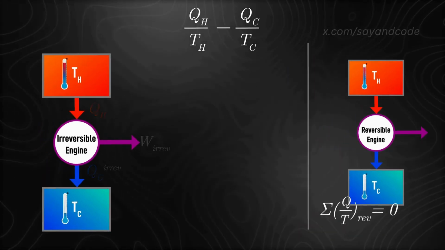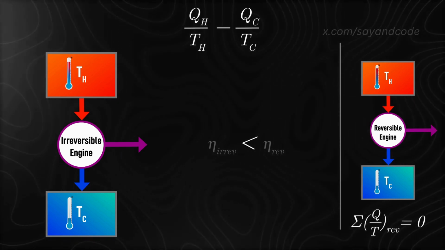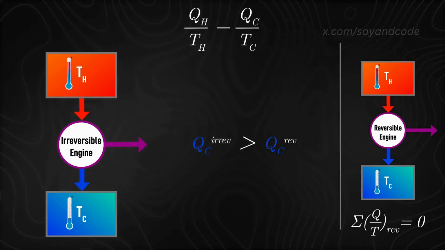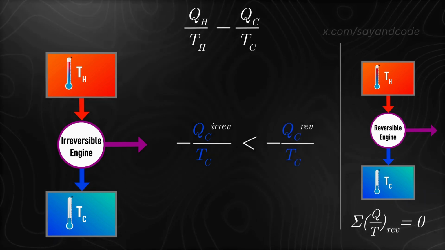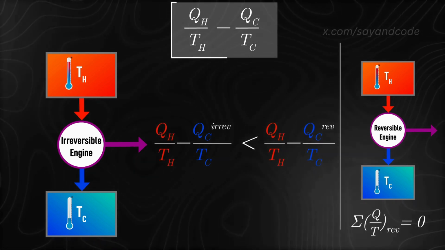If we look at the irreversible engine, it has less efficiency than the reversible engine. So it will extract less work, and reject more heat, compared to the reversible engine. If we divide both sides by TC, multiply by -1, and then add QH by TH, we can get the form of the earlier equation.